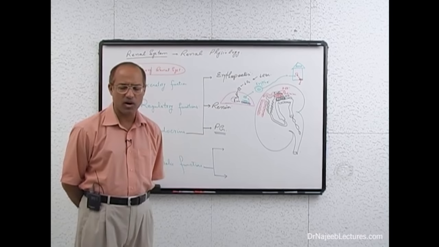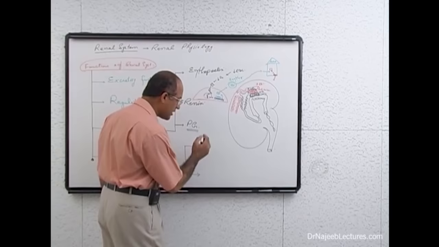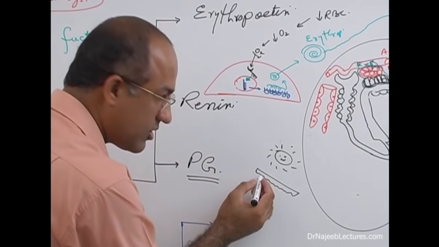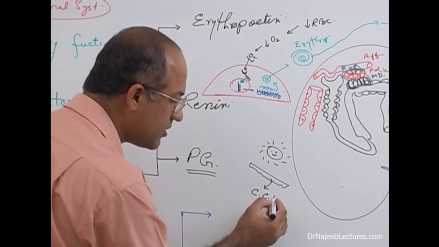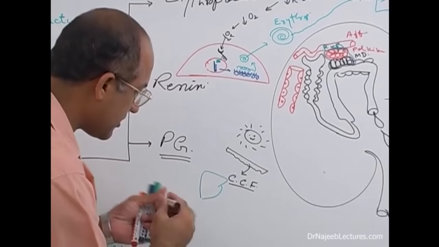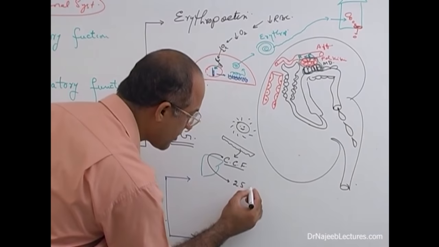Number one, it activates the precursor vitamin D. It converts the inactive vitamin D into active vitamin D. I will not go into detail at this level, but when sunlight falls on the skin, the skin produces a product called cholecalciferol. You have heard of it. This substance will go to the liver, and when it comes out of the liver, at its 25th position it has one added hydroxyl. So we call it 25-hydroxycholecalciferol. But it is still inactive.